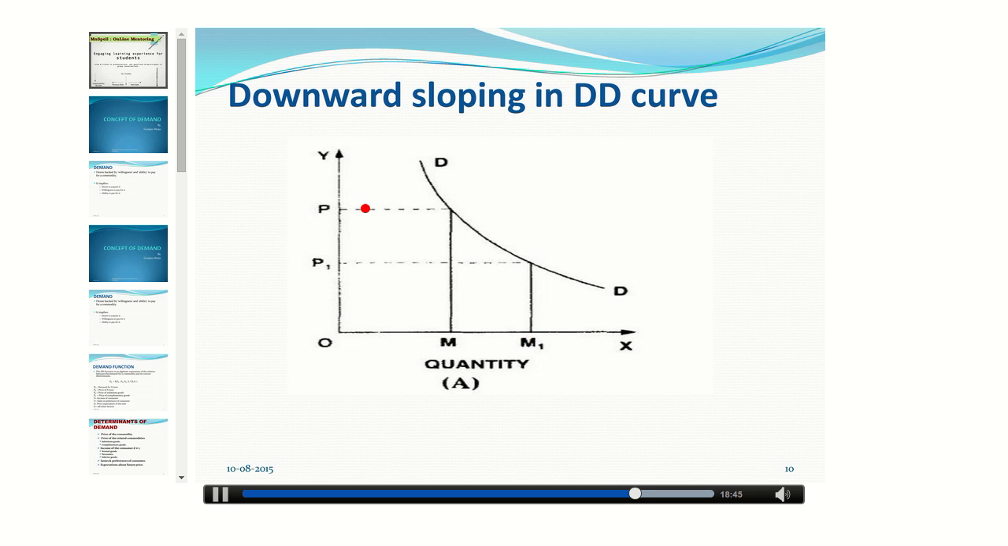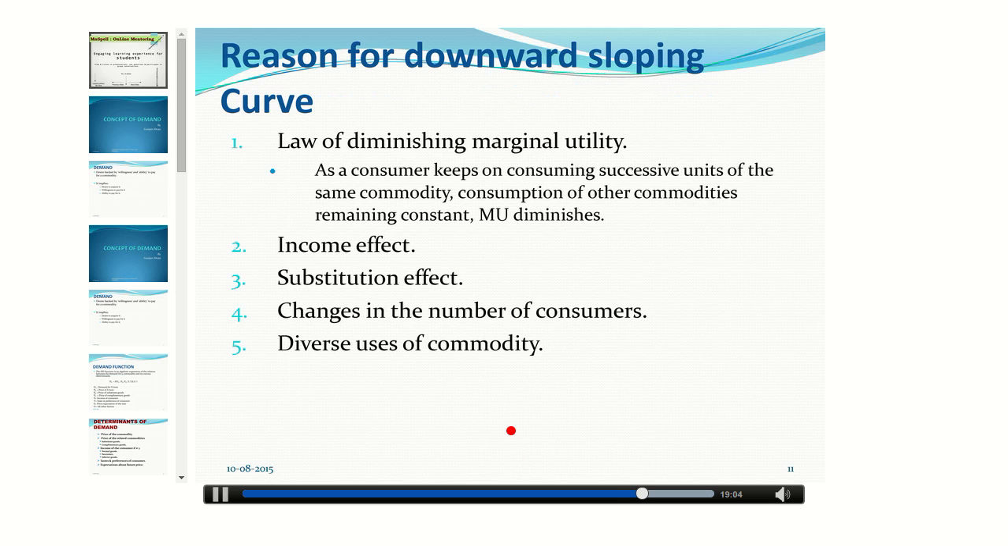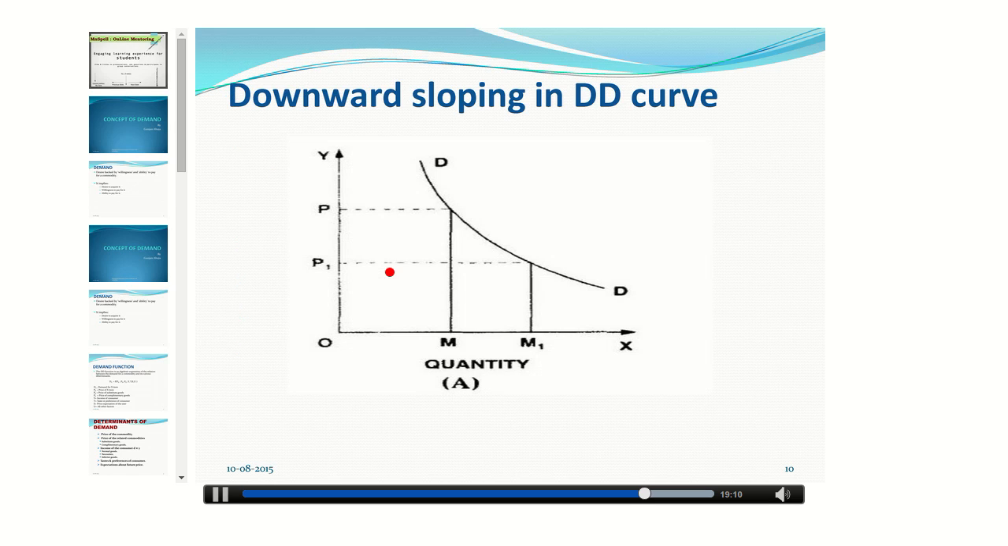And if the price falls, the quantity demanded will be high. And if the price increases, the quantity demanded comes to NM, that is less. So that's why this demand curve slopes downward also. We'll discuss it later in detail as well. Now, what would be the reasons for the demand curve sloping downward? As you can see here, the demand curve is sloping downward.